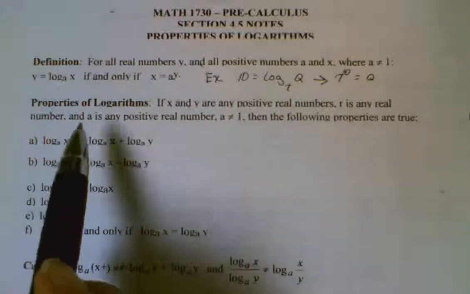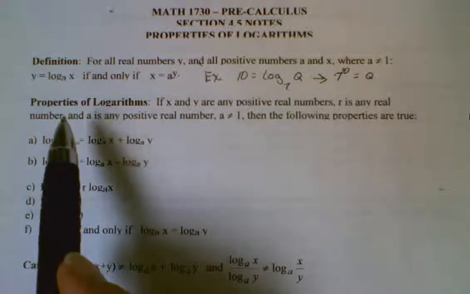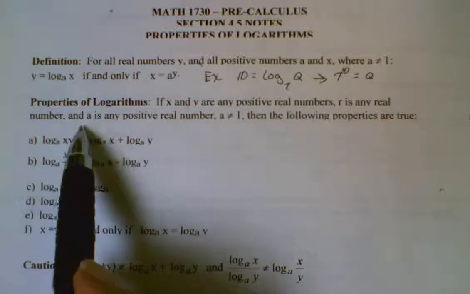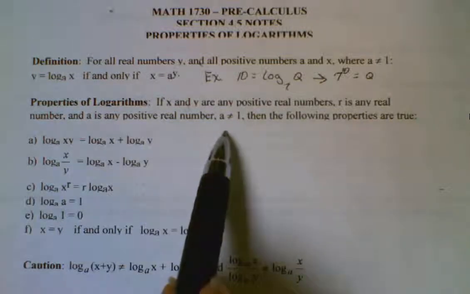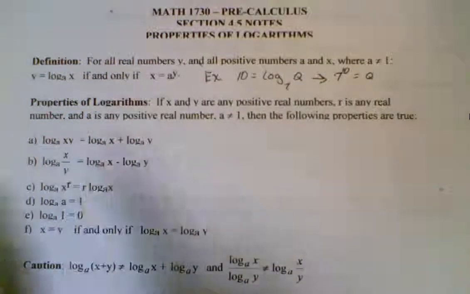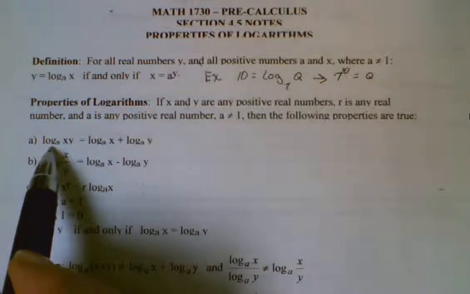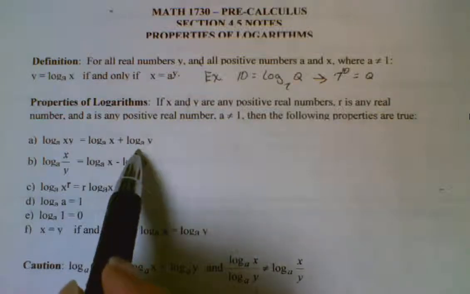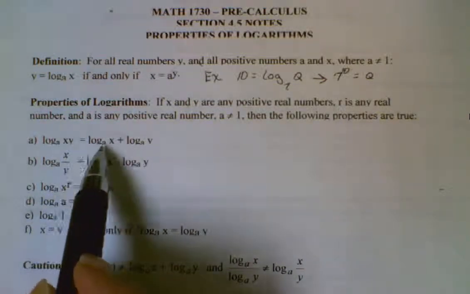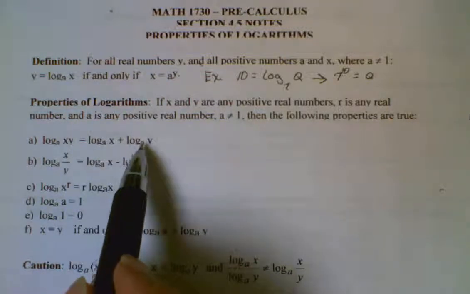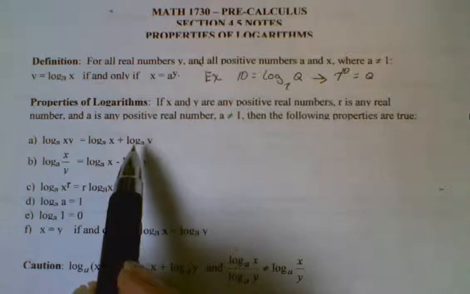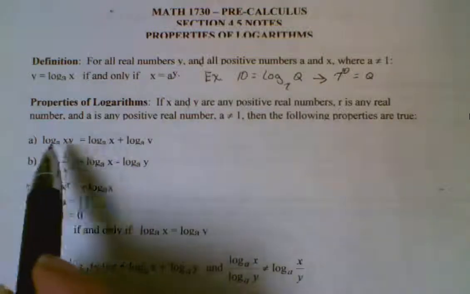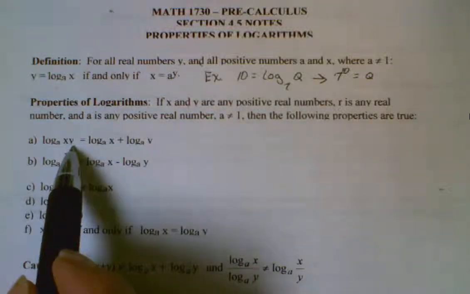Because of that, the properties of logs are all based on the properties of exponents. If x and y are any positive real numbers, and r is any real number, and a is any positive real number not equal to 1, the same restrictions we had here, the following properties are true. If you have the log of a product, that can be separated into the sum of two logs. The log base a of x times y can be separated into log base a of x plus log base a of y. Reading that backwards, if you have the sum of two logs with the same base, those two logs can be put together as a single log of a product.